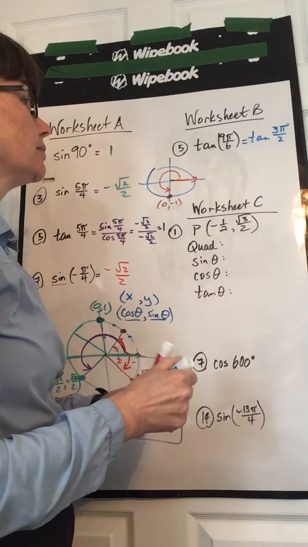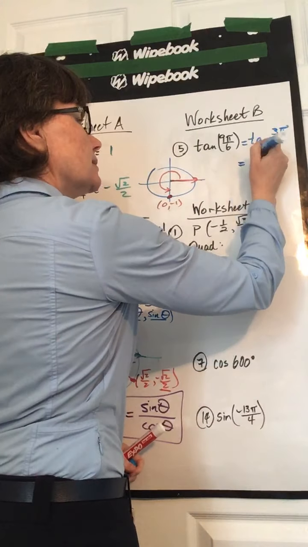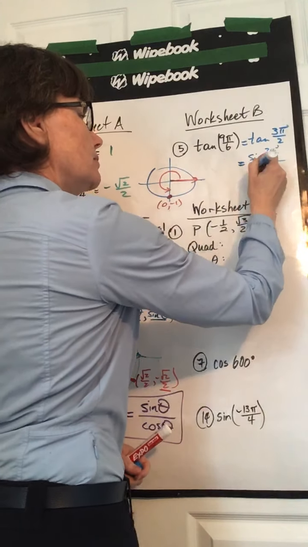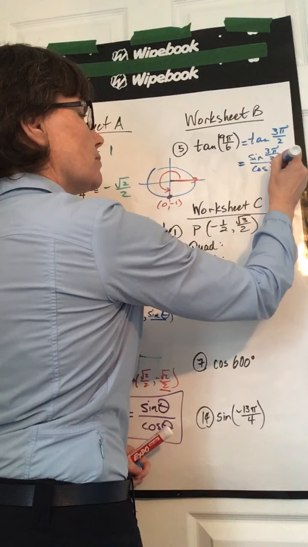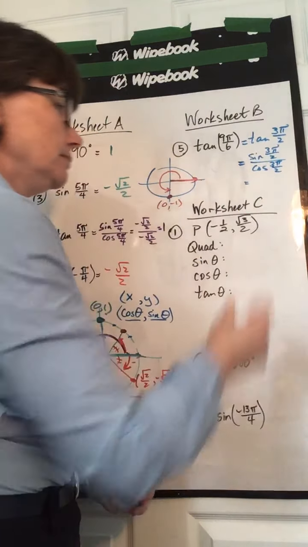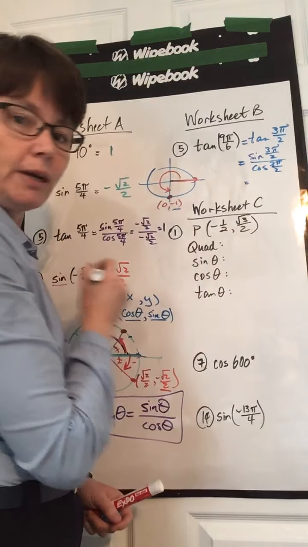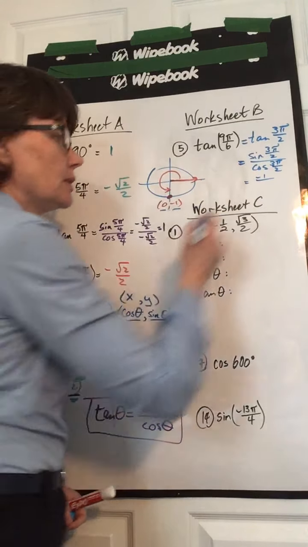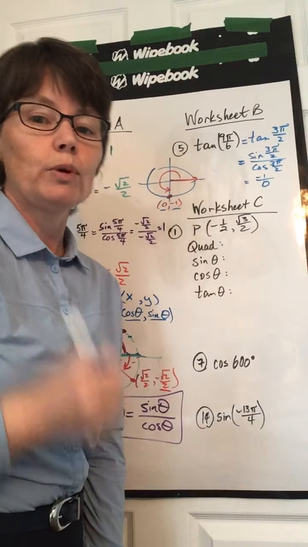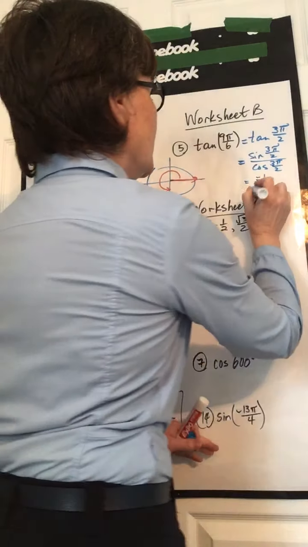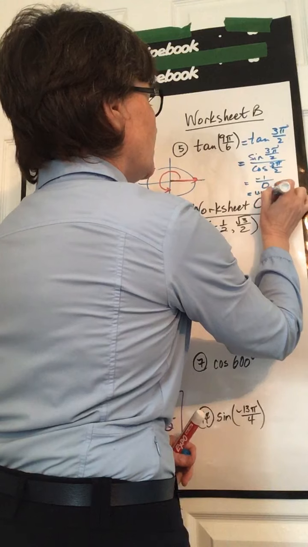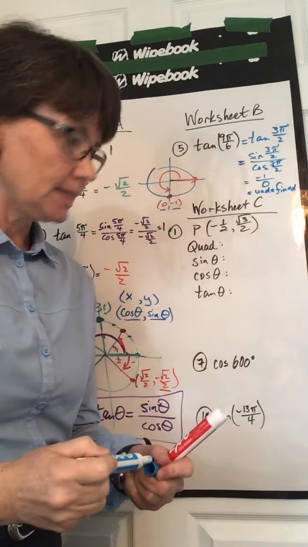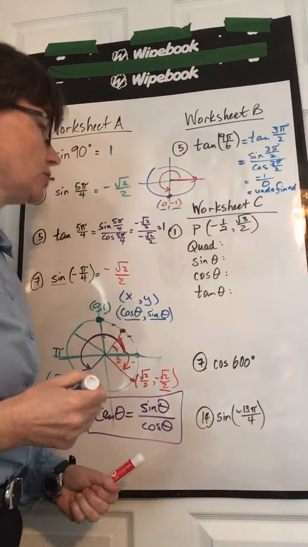Okay, now let's remember tan is sine over cos. So tan of 3 pi over 2 is sine of 3 pi over 2 divided by cosine of 3 pi over 2. Sine of 3 pi over 2, the y coordinate, is negative 1. Cosine of 3 pi over 2, the x coordinate, is 0. We cannot divide by 0. This is undefined. Okay, so it does not exist. There is not an answer for that question.